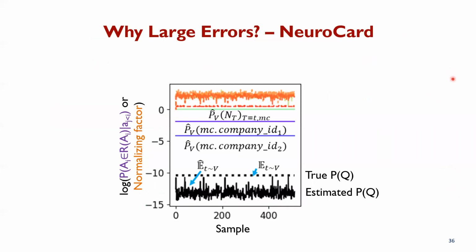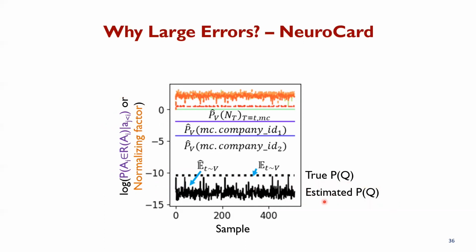This figure shows how NeuroCard works for queries. This x-axis is the sample, and y-axis is the log of the density or the normalizing factor explained before. The black dotted line is the true query density. The solid black is the estimate. You can see that it is underestimated and has a large variance.